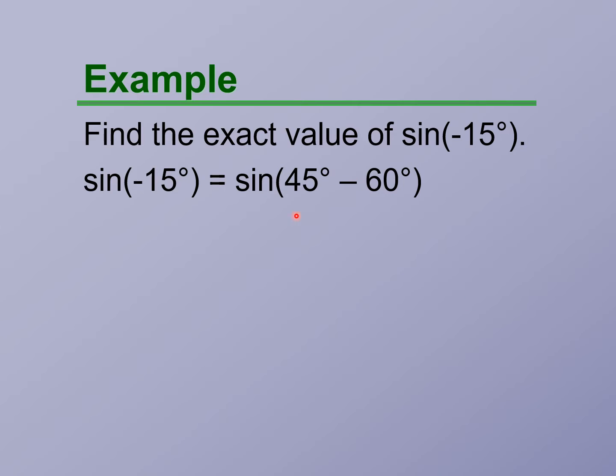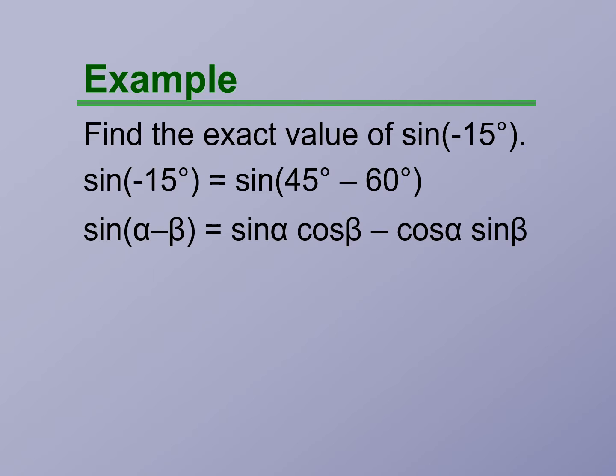So again, I rewrote the angle that they gave us as a sum or a difference. In this case, it's a difference of two special angles, from our 45, 60, and 30. And the combination is 45 minus 60 to get negative 15. Now that I have rewritten it as a difference, I can use the difference identity for sine.